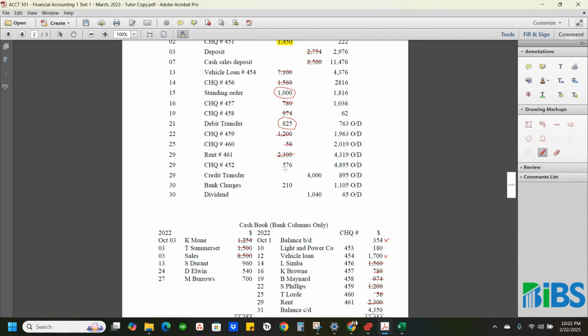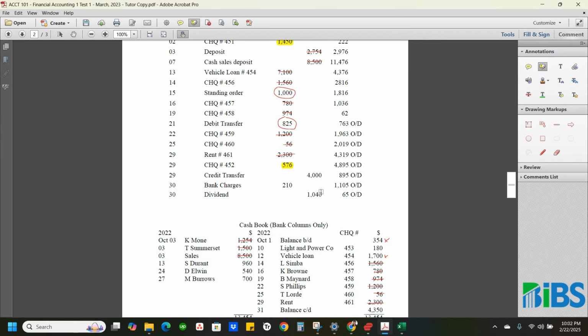Check 452 for 576. So this check cleared a little later in the month, but if you look at the check number again, it's 452. So we can highlight this one because it is before our oldest check, which is 453. So it has to be included in our opening reconciliation calculation.